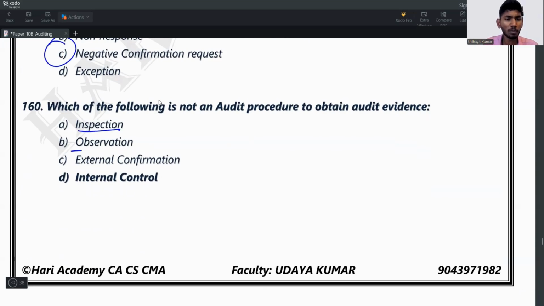Moving to question 160, which of the following is not an audit procedure to obtain audit evidence? Inspection, observation, external confirmation. These are the audit procedures. But what is internal control? It is the odd one out. Okay, internal control is not an audit procedure.